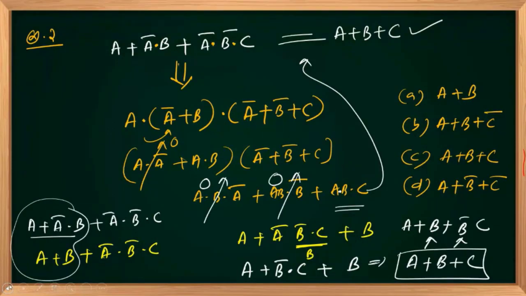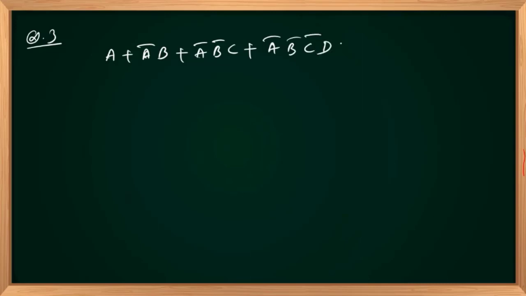Then okay. Right. If I'm extending that question with n number of variables, let us say A plus A bar B plus A bar B bar C plus A bar B bar C bar D plus A bar B bar C bar D bar E plus etc. And what will be your solution? It is n number of terms, etc.